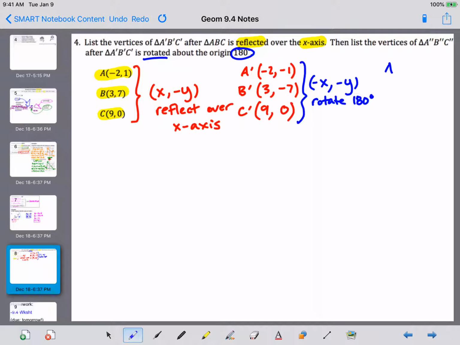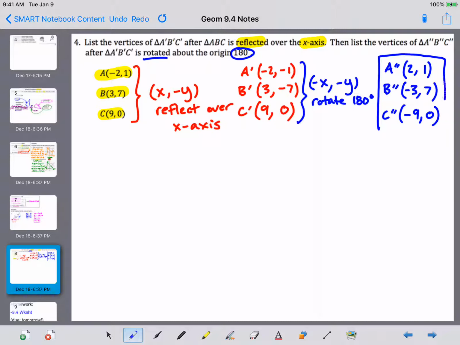Change the sign, so A double prime, both are going to become positive. B double prime, that 3 is going to become negative. The 7 is going to become positive. And C double prime, the 9 becomes negative. You can't really make 0 negative, so that's going to stay the same. So then these 3 points would be what we get after we reflect over the x-axis and then rotate 180 degrees.